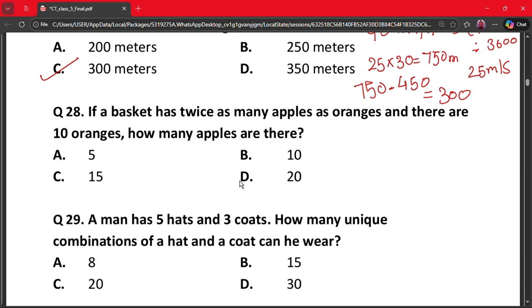Our next question is question number 28. If a basket has twice as many apples as oranges and there are 10 oranges, how many apples are there? A 5, B 10, C 15, and D 20. So apples are twice the number of oranges. So number of oranges is 10, and twice the number means 10 into 2. 10 into 2 is 20. So here option D is the correct option.